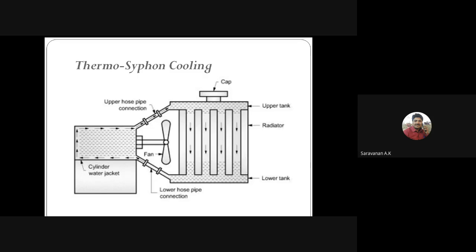From the upper tank, the water travels down the radiator tubes, across which cool air is passed by the fan, which is driven by the engine crankshaft. In order to increase the rate of heat transfer, the surface area of the radiator is exposed to the air blast, so it is provided with fins.